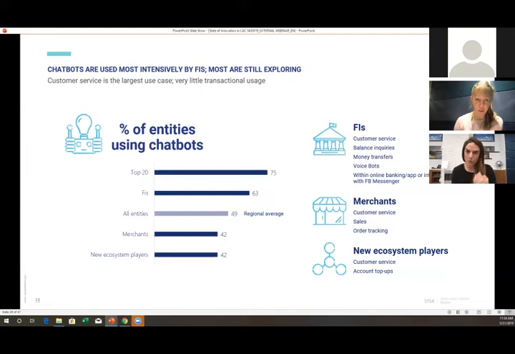Very few examples of transactions taking place over chat. We anticipate this to change in the next year as we're seeing more pilots, more products being introduced to enable payment and the exchange of financial information over a chat platform. So this is a learning curve for consumers as well, getting them comfortable and helping them to trust that channel, and we'll see that evolve throughout the year.